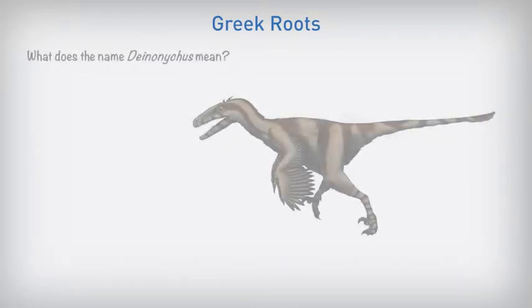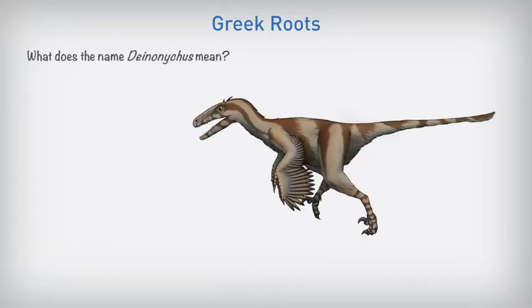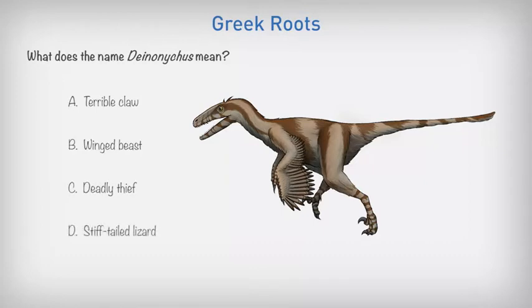Let's test your linguistic knowledge of Greek roots. What does the name Deinonychus mean? Here's a hint. You've encountered the Greek root dino before. Does Deinonychus mean A, terrible claw, B, winged beast, C, deadly thief, or D, stiff-tailed lizard?